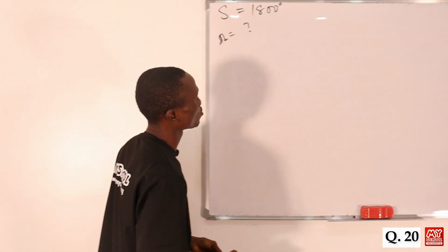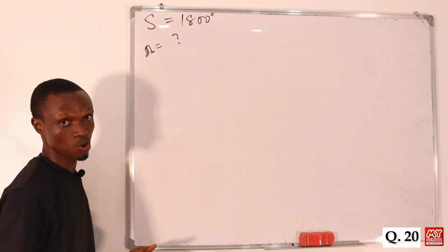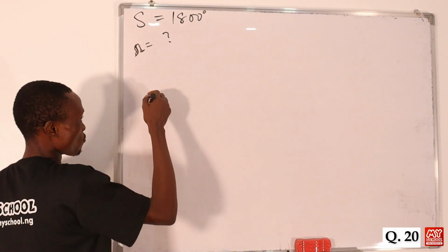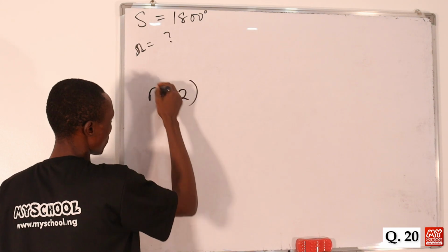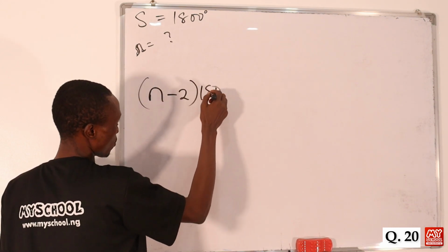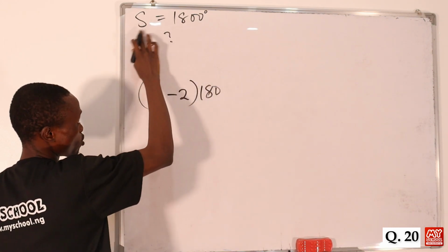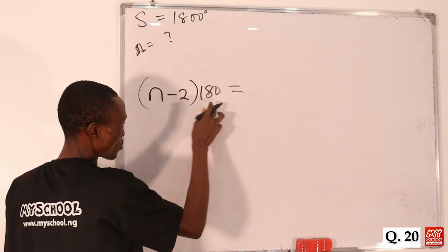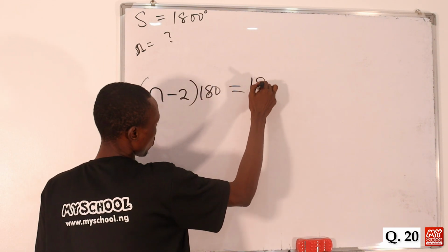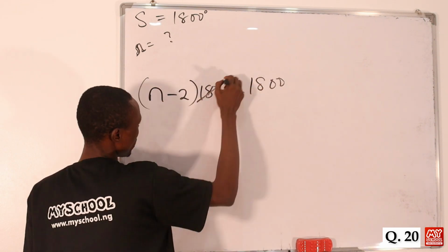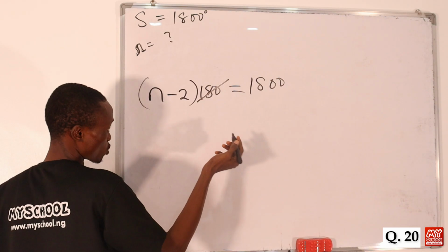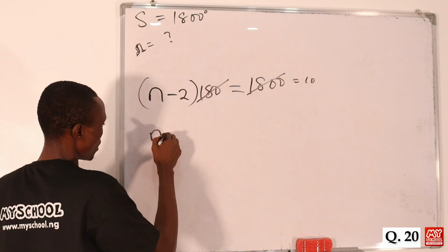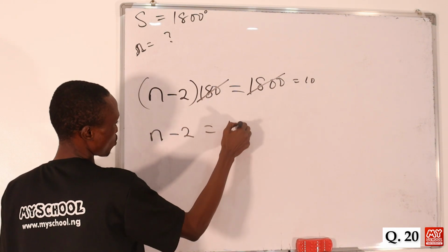Now, to find the sum of the interior angles of a regular polygon, we make use of the formula (n minus 2) times 180. But in this case we are told that the sum of the interior angles is equal to 1800. So the formula here will be (n minus 2) times 180 equals 1800. 1800 divided by 180 gives 10. So we have n minus 2 is equal to 10.